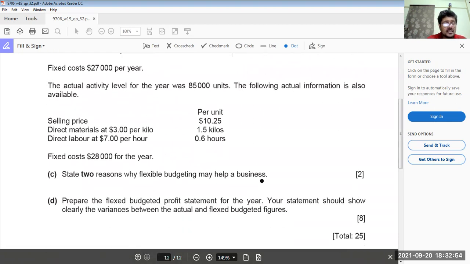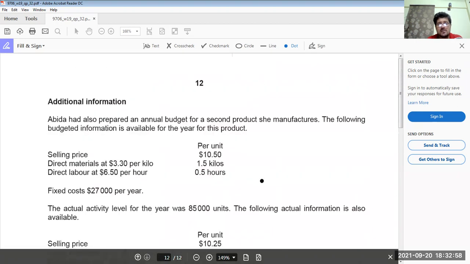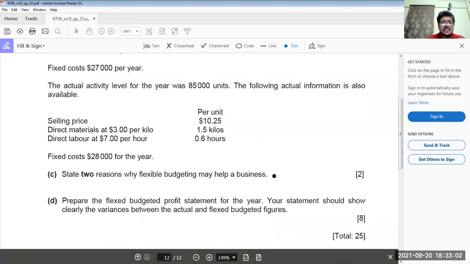Now, this is the last part, I think. I will also prepare annual budget for a second production. The following budget information is available. Okay, what we have to do actually, I will tell you. State two reasons why flexible budgeting may help business.